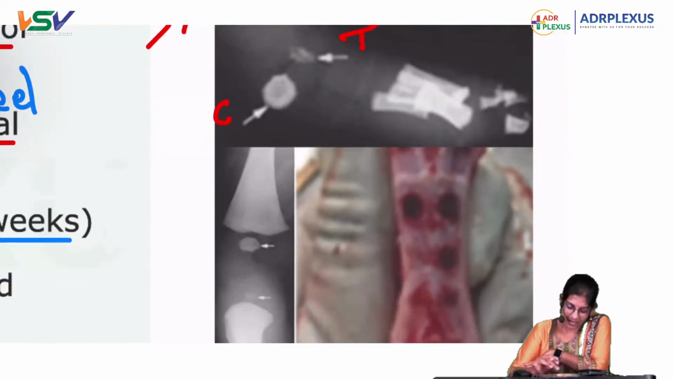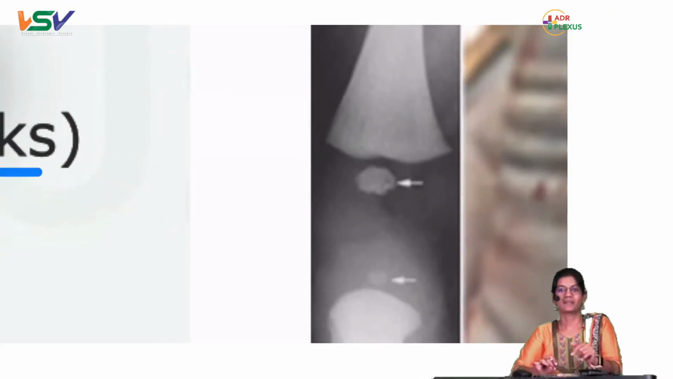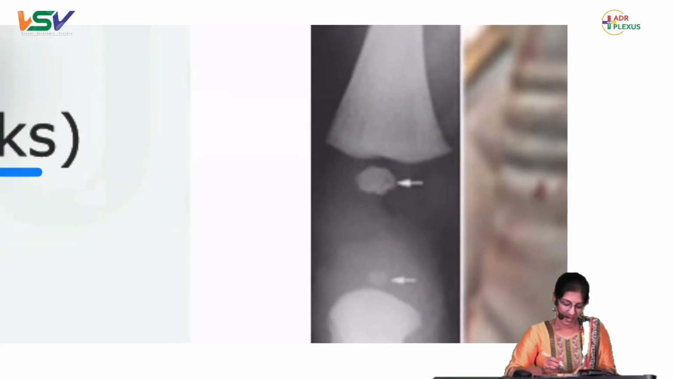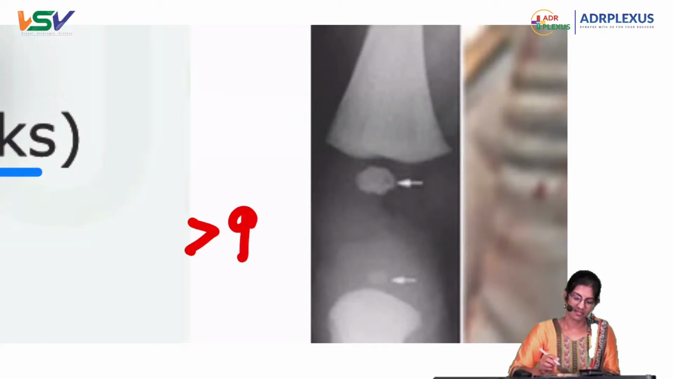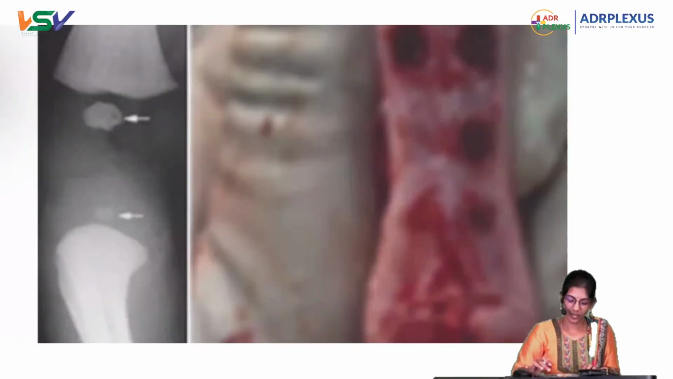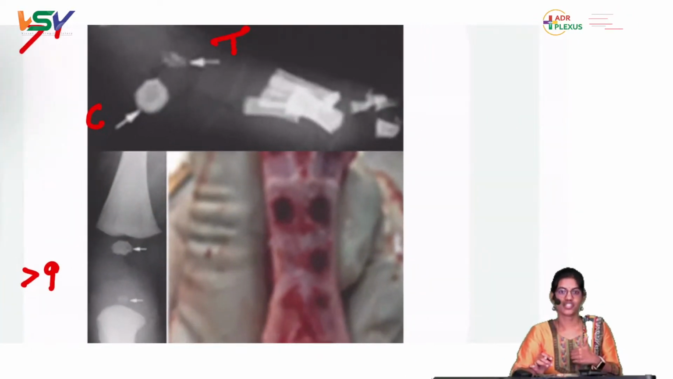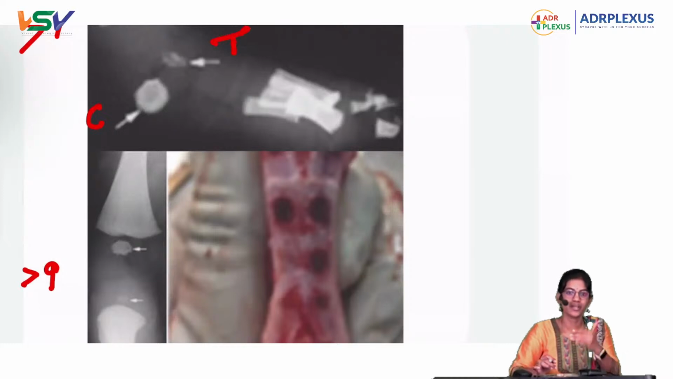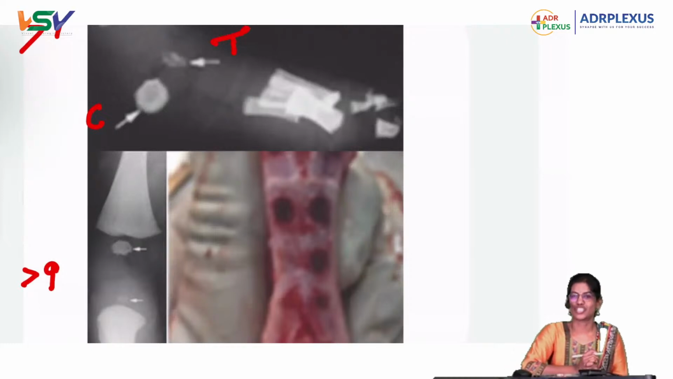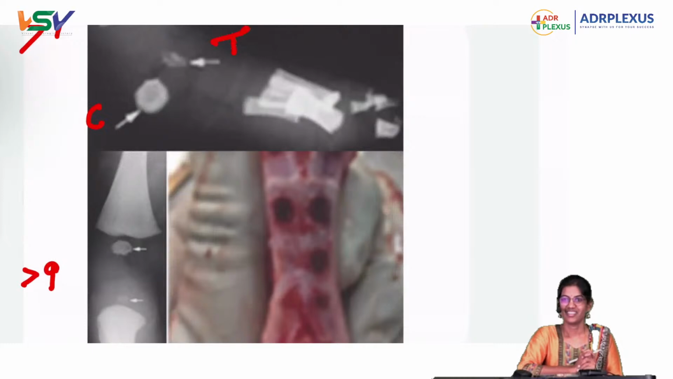Right? Very good. Okay, let's try this X-ray. More than 9. Very good. Which means we are talking about a term fetus. Okay, this is the chest, which has been cut open. Can you tell us the age from the sternum?